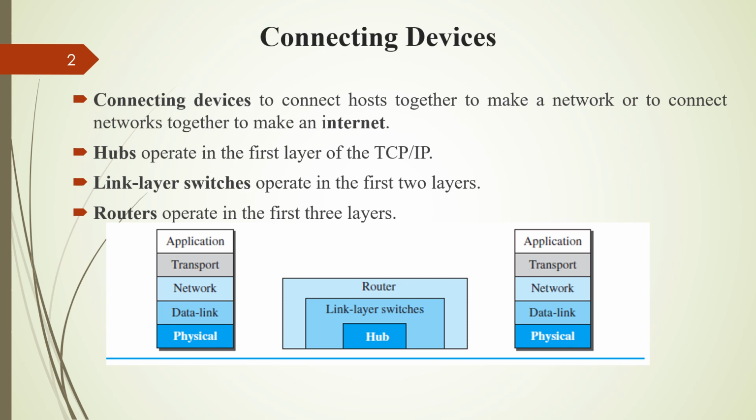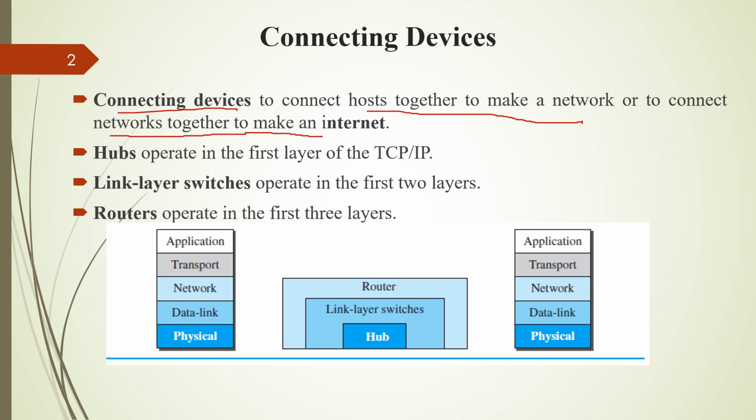If a station or host or a network has to send data to one or more stations, then there should be a connection between them. So connecting devices are most commonly used to establish this connection. Different hosts are connected together to make a network, or networks are connected together to make an internet. So connecting different networks or different hosts is achieved by using the connecting devices.